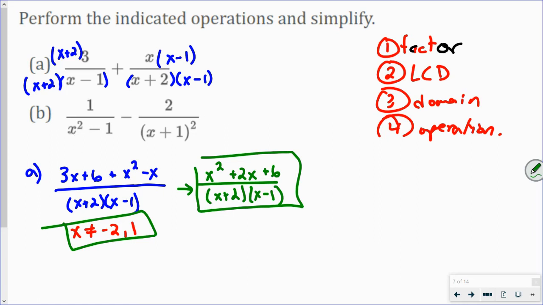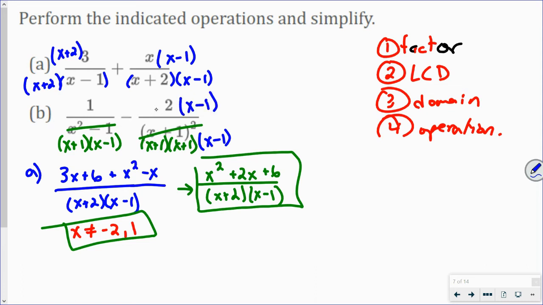Okay, now on B, we can factor first. Here we didn't have to factor, but here we need to factor. This is x plus 1, x minus 1. Now this is x plus 1 squared, so that's x plus 1, x plus 1. Now, you should notice that each of them already have an x plus 1. So I don't need to multiply by that. But this one over here does not have an x minus 1. So I got to multiply by that x minus 1.